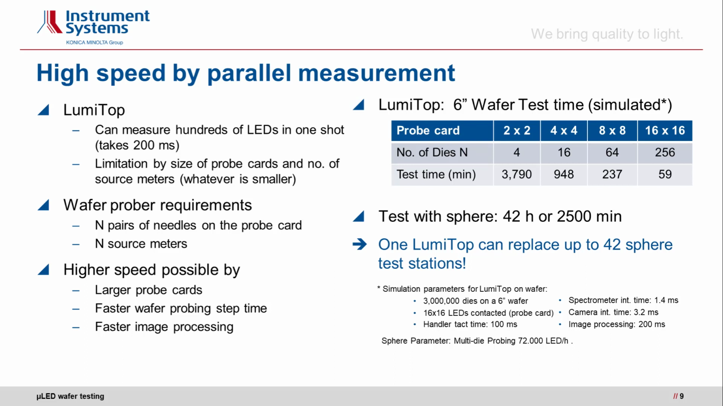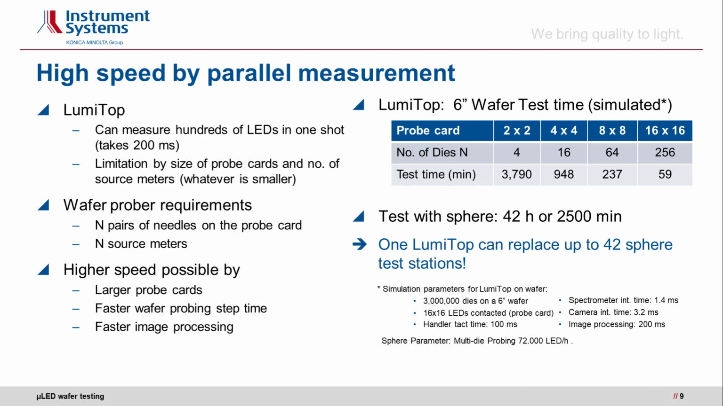Now, how does this improve measurement speed? Take a look at the table on the right side, where we see the testing times for a different number of dies in different probe card sizes, and we see that the testing time goes down to a mere hour for a 16 by 16 probe card. That's actually a huge increase because we have calculated, or simulated, the testing time with the integrating sphere, and there we come up with 42 hours of testing time for a 6-inch wafer. This means that at the end, a Lumitop can replace up to 42 test stations equipped with integrating spheres.